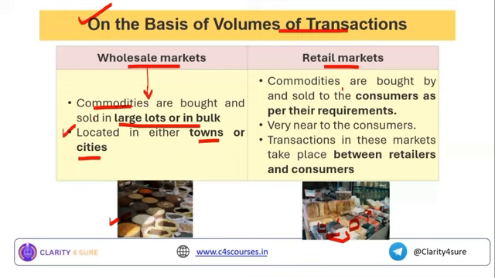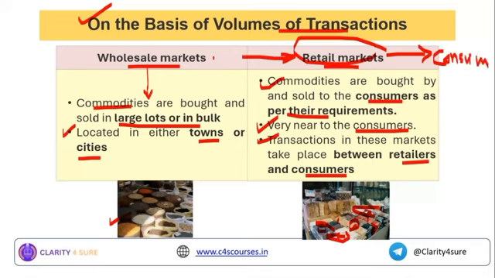And in retail markets, the commodities are bought and sold to consumers as per their requirement. You can see here the 1 kg bags and 2 kg bags will be packed because consumers only need a small quantity, right? So here the target audience is the consumer. As I said, transactions in these markets take place between the retailers and the consumer, and the wholesaler will sell in bulk to retailers, and the retailer will sell whatever is needed to the consumer in small quantities like 1 kg and 10 kg.